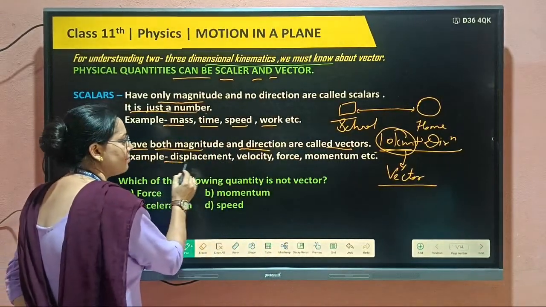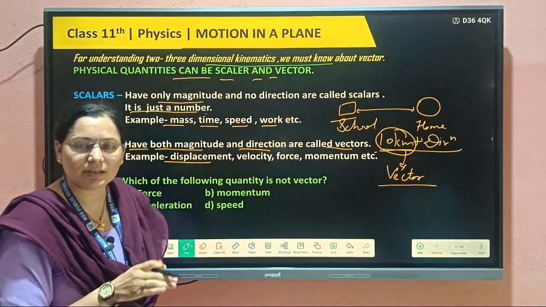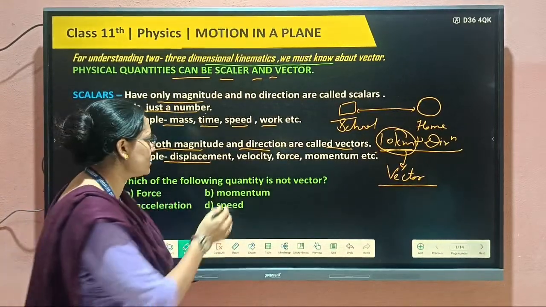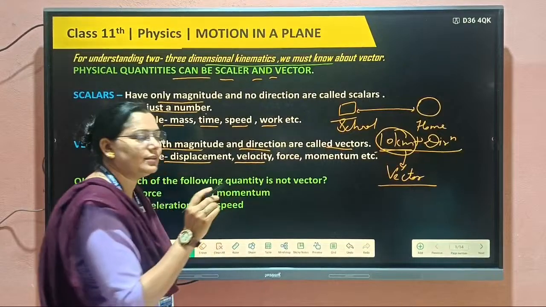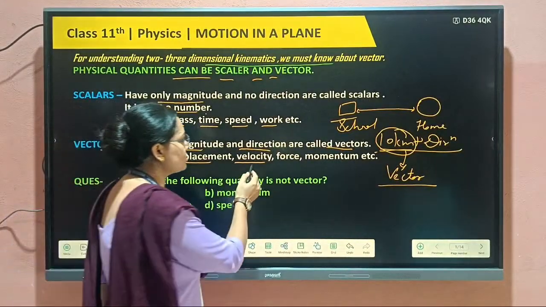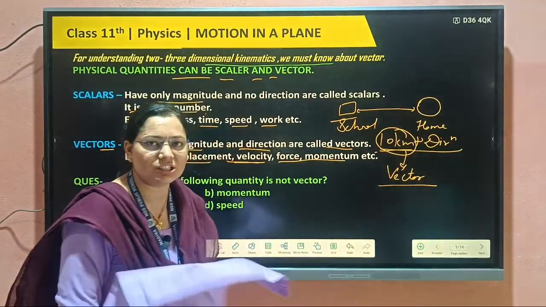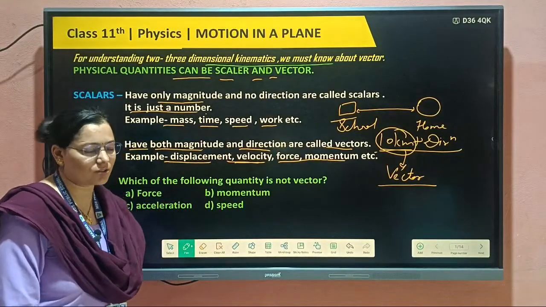Vector quantity example we can say displacement. Displacement already we have done about this one. Shortest path is known as displacement. Velocity already we have done, that is your displacement per unit time is known as velocity. So these are vector quantity, force and momentum we will do later on. These are also examples of the vector quantities.